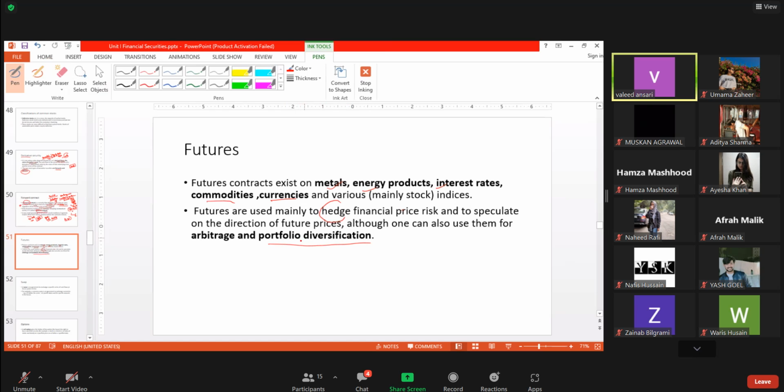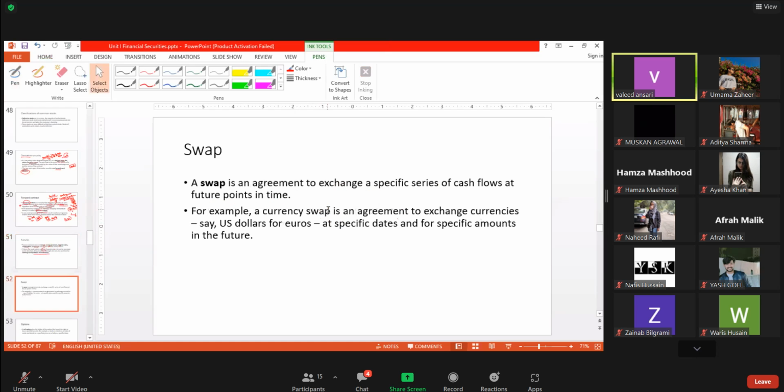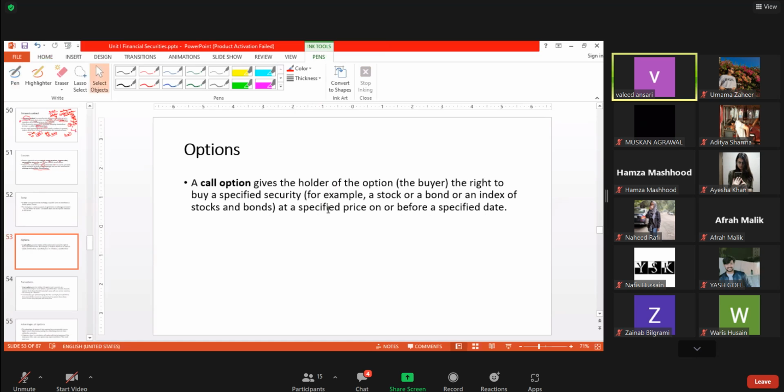Now, these terminologies will become clear to you when I take up, after this, the concept of return and risk and the concept of portfolio diversification. I'm just leaving it for the moment, so I'll come back to that.